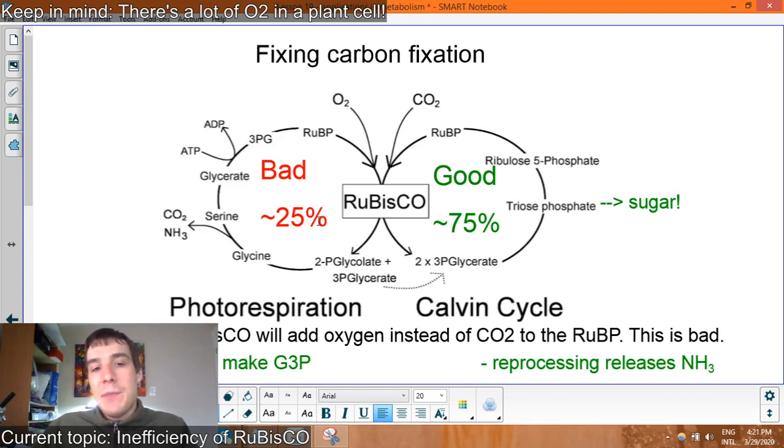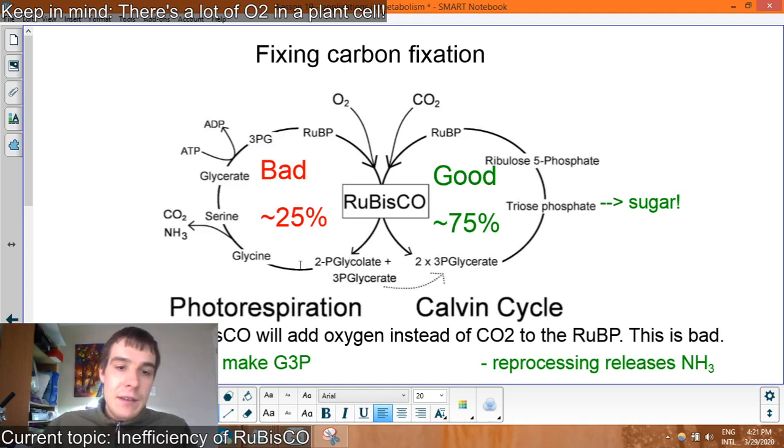This happens about 25% of the time. So it does the good thing 75% of the time, does the bad thing 25% of the time. This one can go off, but this one needs some processing. And what has evolved in plants is that this one gets turned into glycine, the amino acid glycine, and then it gets turned into serine, then glycerate, and then it gets turned into 3PG, but that 3PG turns into RuBP instead of going over this way.